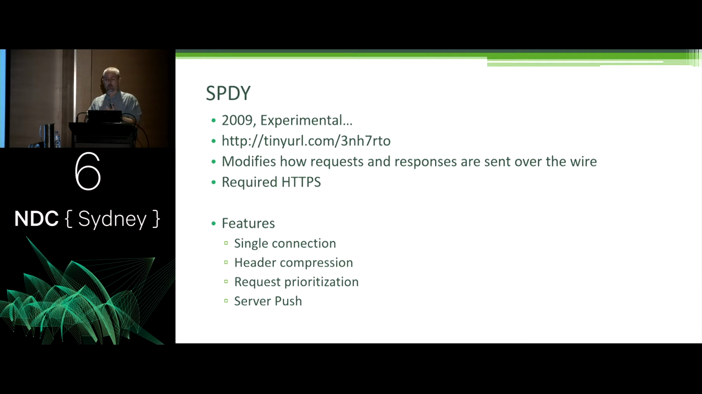Their features were they wanted a single connection. So rather than having multiple connections per host, they wanted a single connection. They wanted to get header compression. They wanted to add request prioritization. And then lastly, they wanted to add the ability to do server push, which we'll talk about.